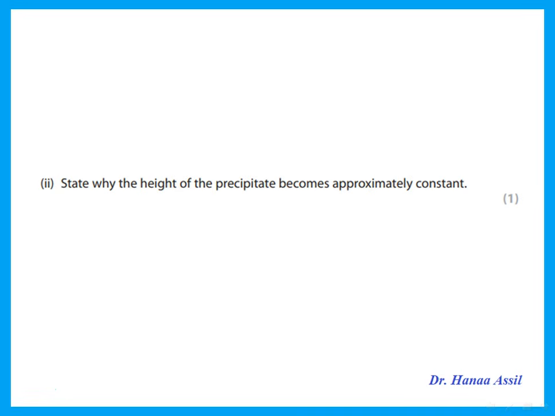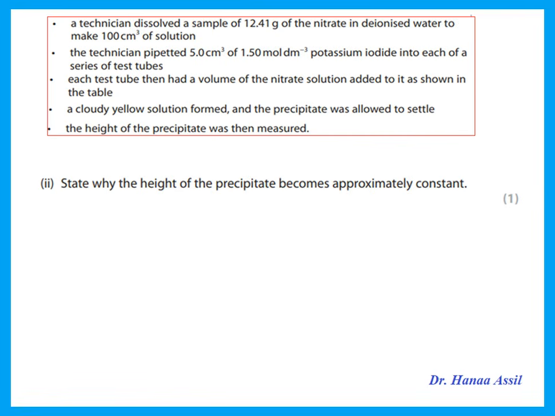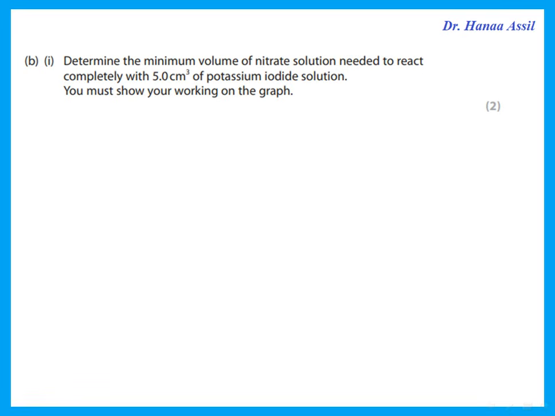Then the question says, state why the height of the precipitate becomes approximately constant. Why is it that at the end the height is constant? Remember that we're adding nitrate solution to potassium iodide. As we add more and more nitrate, more and more of the iodide reacts. But at some point, all the iodide has reacted, and any more nitrate that we add would be excess. So the height at the end becomes constant because all the iodide has reacted, and the nitrate added is actually excess. So I cannot get any more precipitate.